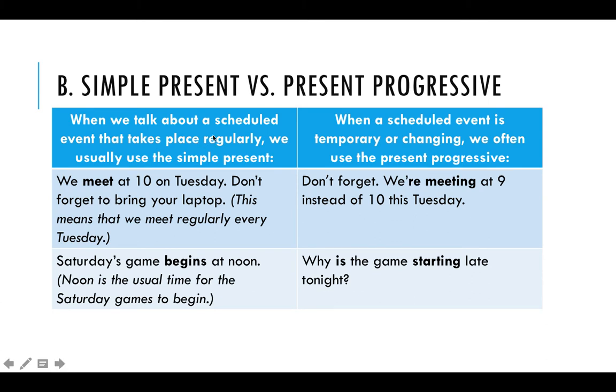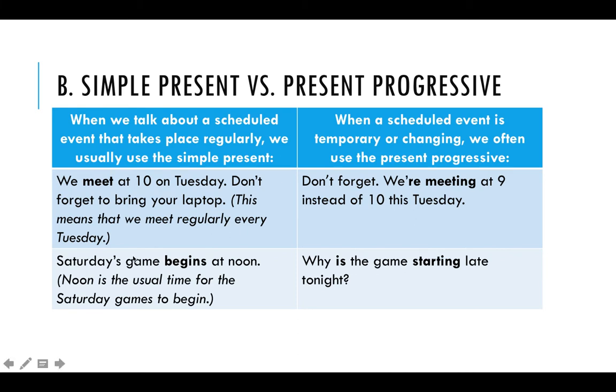Okay, when we talk about a scheduled event that takes place regularly, we usually use the simple present. So we meet at 10 on Tuesday. Don't forget to bring your laptop. And this means we regularly meet every Tuesday at 10. And don't forget, we're meeting at 9 instead of 10 this Tuesday. Here, the scheduled event is temporary or changing. This is going back to the idea we had before, that the present progressive is something temporary or changing, and the simple present is something that is always true or is true again and again.